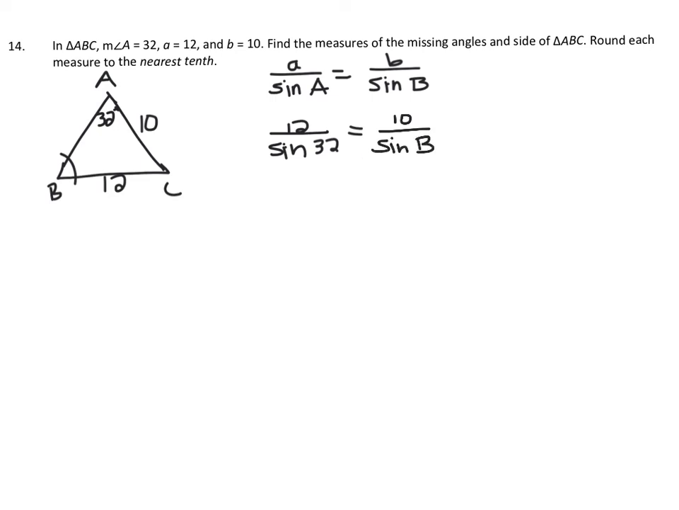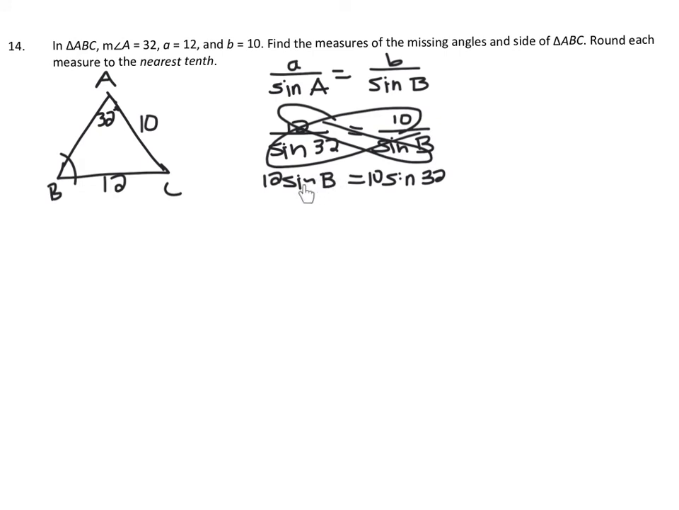All right, now let's cross multiply. So we'll have 12 times sine of B equals 10 times sine of 32. And since we're solving for angle B, right, this is sine of B. We have to get the sine of B by itself. So to get rid of this 12, I'm just going to divide both sides of the equation by 12. All right, so that's going to leave me with sine of B.